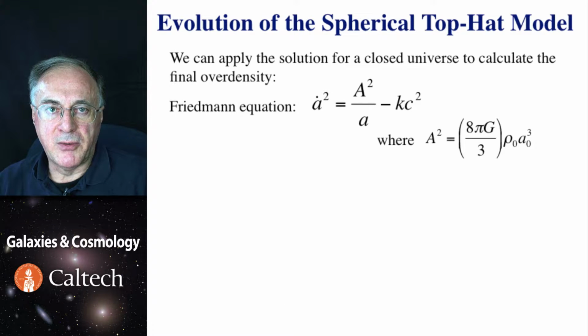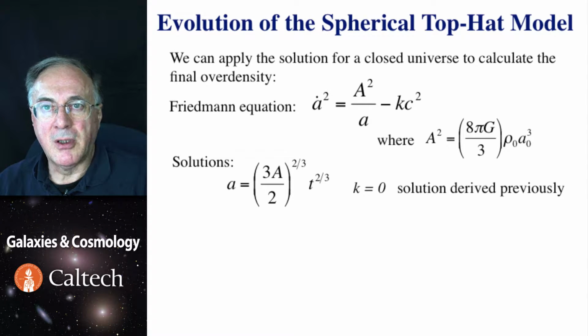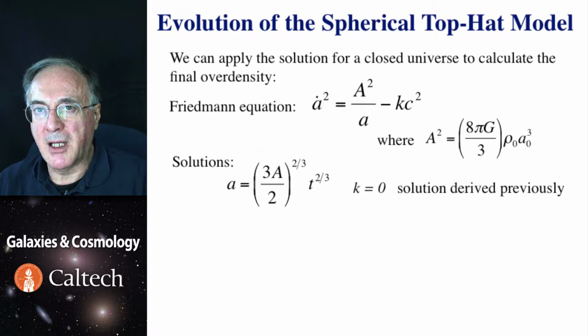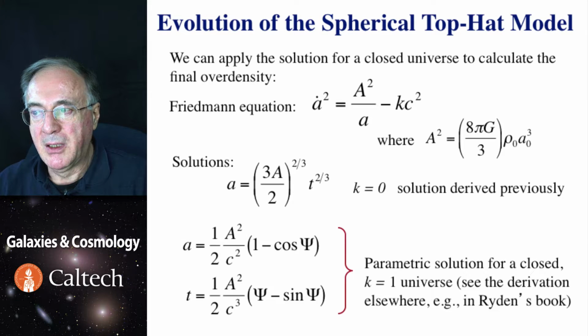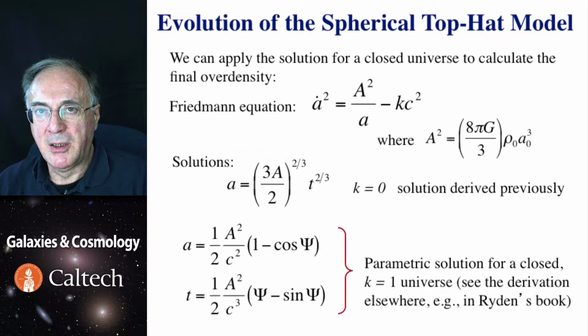Now let's go back to the Friedmann equation. We can write it down as follows. And it has the well-familiar solution of the universe expanding as time to the 2/3 power. Now for the overdense perturbation, we can express the solution in a parametric form shown here. The derivation of this is beyond this class, but there are places where we can look it up, such as Barbara Ryden's book. For now, assume that this is indeed what's happening.